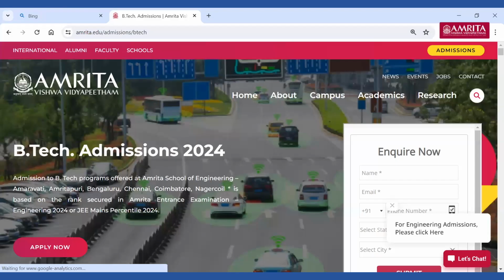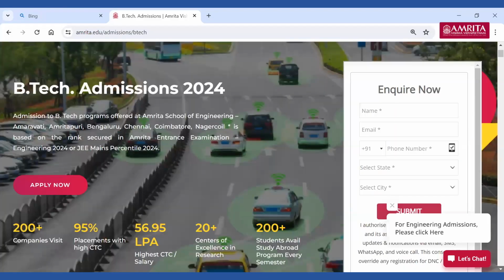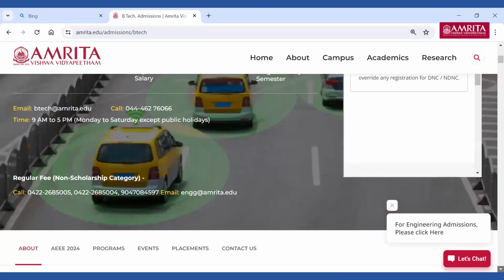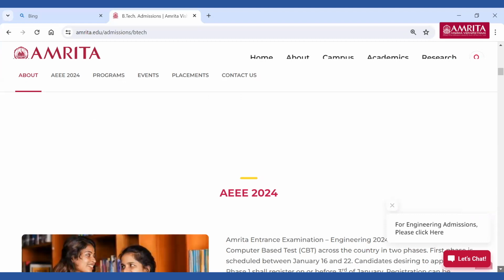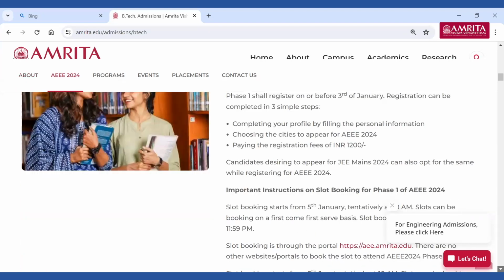Hope my screen is visible and it's the BTech page, because till now a lot of people are still asking about the syllabus. So this is the page, I think, where you applied for the entrance examination of Amrita University.